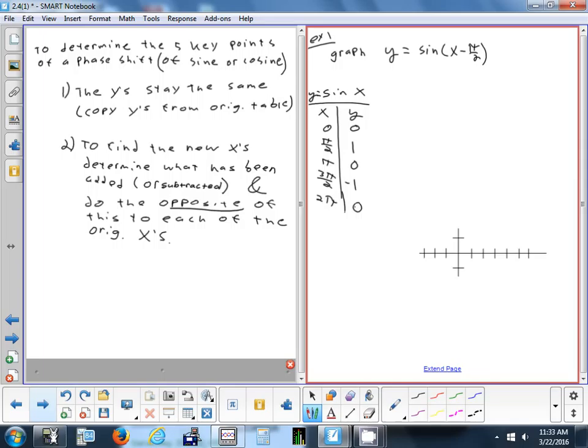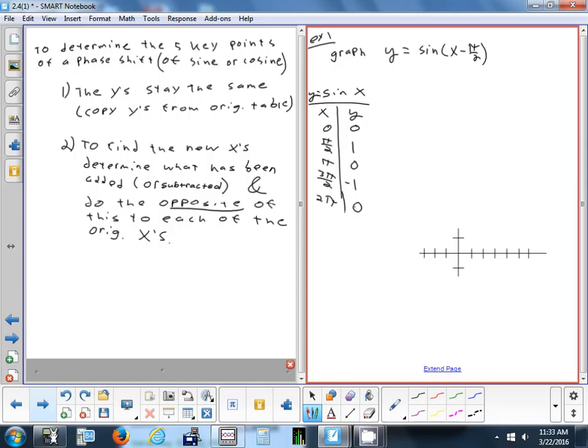Right, so Ashley, since it's a phase shift, what direction is this graph potentially going to move in? Left, or it could move right. Okay. The point is, it's going to move horizontally. So our x's are going to change. We're moving horizontally. So Bailey, what values are going to stay the same? The y's. Okay.